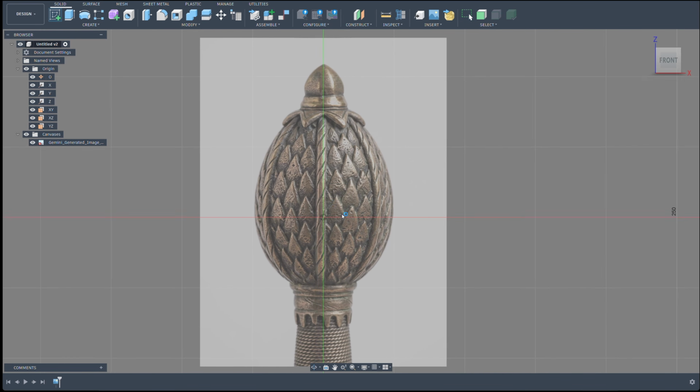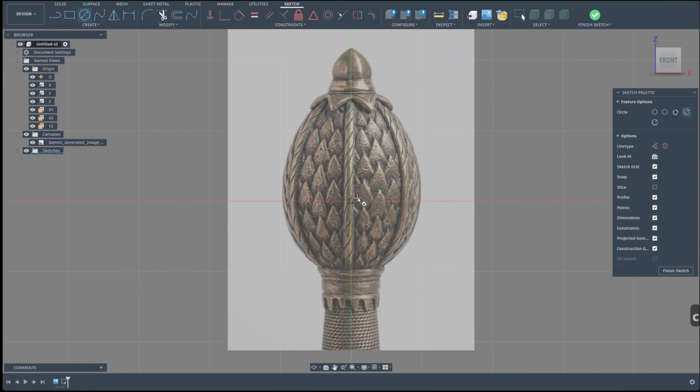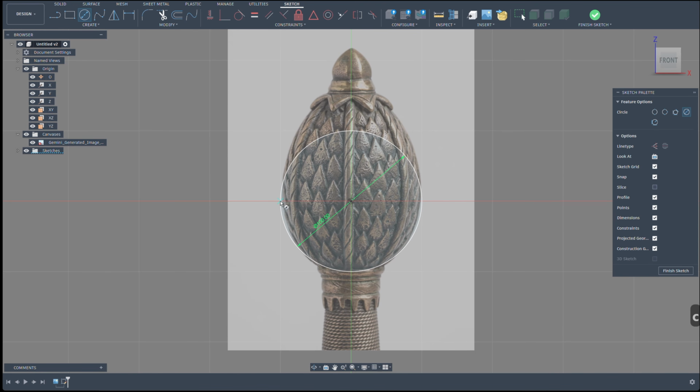I have already adjusted the canvas to convenient numerical values, so let us begin by creating the base of the egg. This is a circle with a diameter of 100 millimeters. Next, on the line that cuts the circle in half, we will create another circle with a radius equal to the diameter of the base circle.